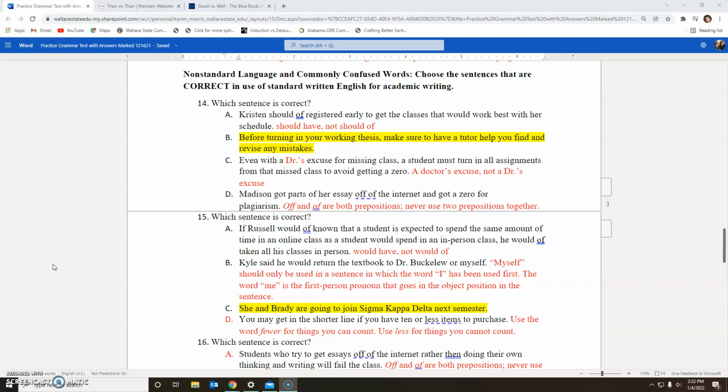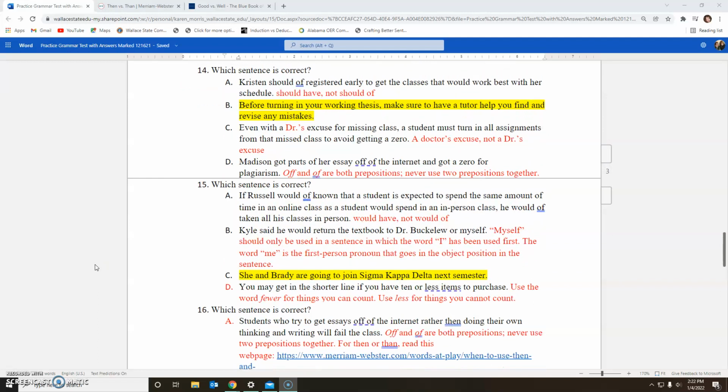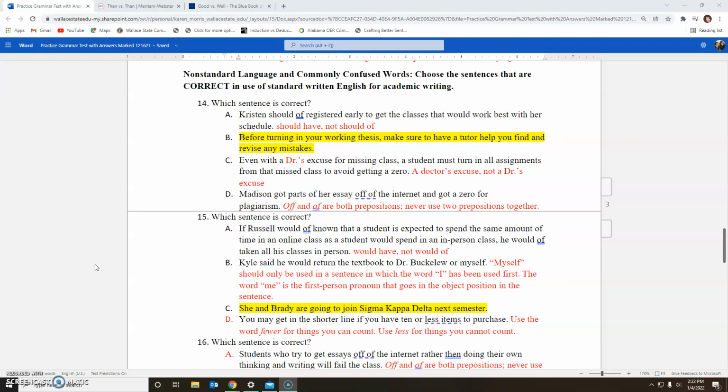Okay, so let's go over the answers. You can see the answers highlighted. You can skip ahead if you want to look at certain answers. I have put in red what you should be thinking when you are choosing the incorrect answers or deciding which one is incorrect and why.